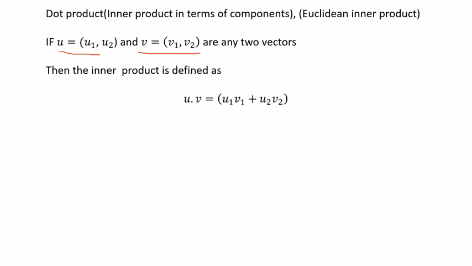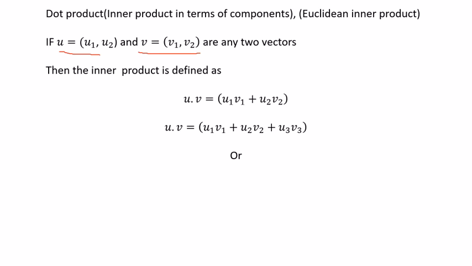This is for two dimensions, but suppose we have vectors u and v in three dimensions. Three dimensions means there are three components, that is u is equal to (u1, u2, u3) and v equal to (v1, v2, v3). Then what is their dot product? In that case the dot product is u1 v1 plus u2 v2 plus u3 v3.